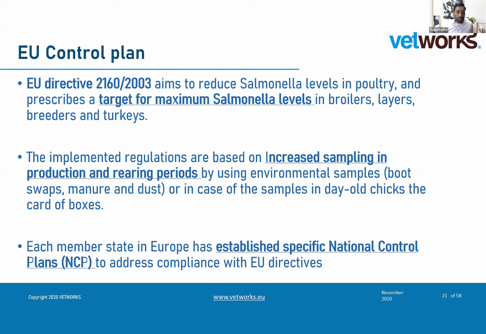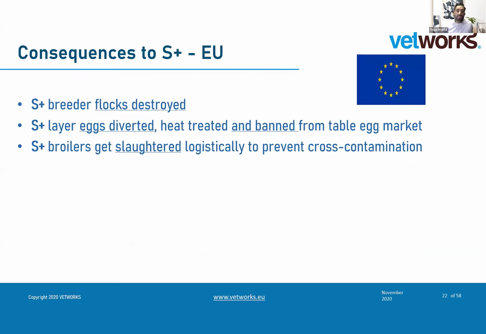So this program that we have aims to reduce Salmonella levels in poultry and prescribes a target for maximum Salmonella levels in broilers, layers, and breeders, like I explained. But it's basically based on increased sampling on the production and rearing periods, but also on environmental samples. I will show you in a bit, but basically boot swabs, manure, dust as well, very important. And like I explained, each country can adapt it to its own reality. So I will show you some examples of what is done with each type of production and each type of strain.